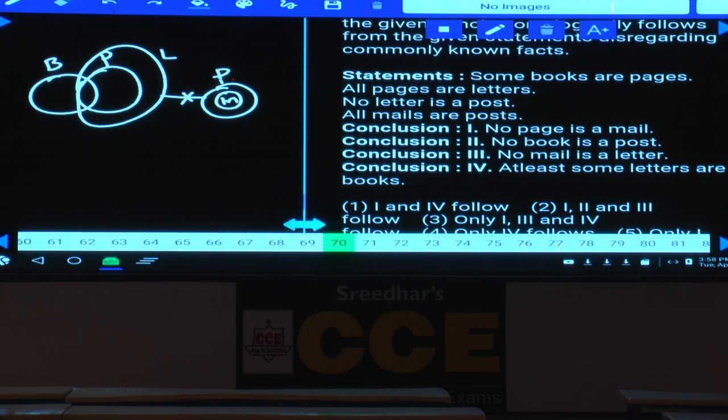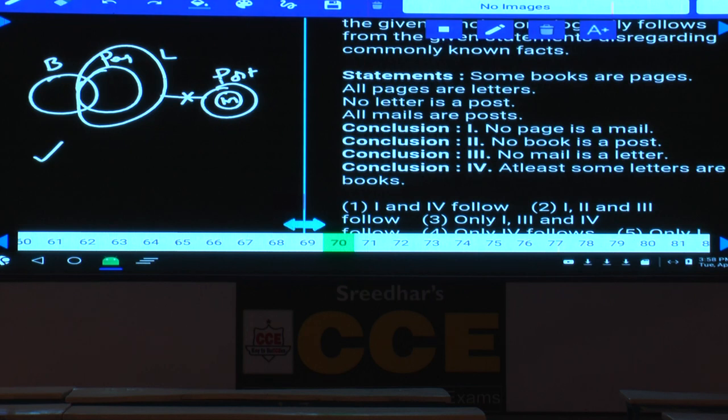All mails are post. No post is a letter. And all pages are letters. And some books are pages. Then what is the first conclusion here? No page is a mail. Is it true or false? No letter is a post. Letter and post, this is post. And the first one here, all pages. Now this is page. And the first conclusion, no page is a mail, is definitely true.